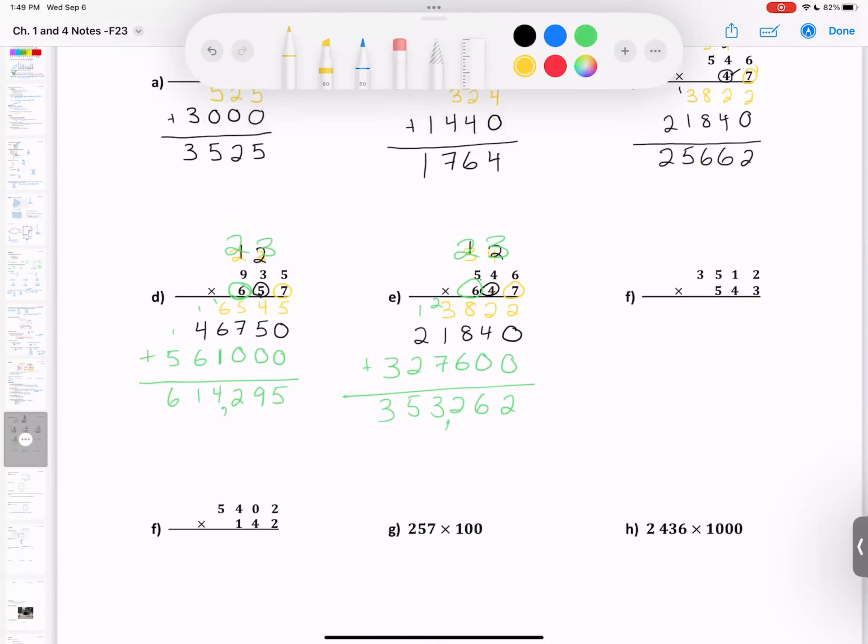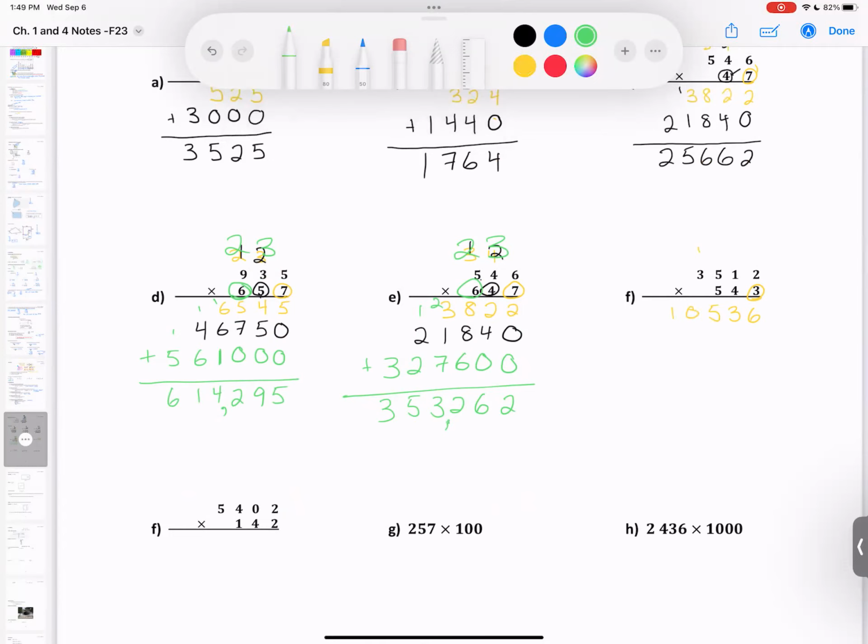Next one, we're going to start with the ones. 3 times 2 is 6. 3 times 1 is 3, not 1, Leanne. I almost wrote the 1. 3 times 5 is 15, carry the 1. 3 times 3 is 9, plus 1 is 10.